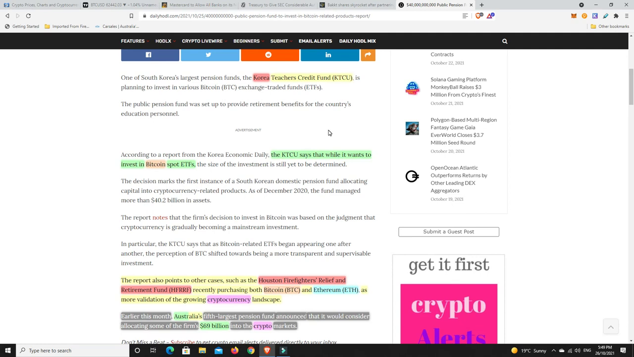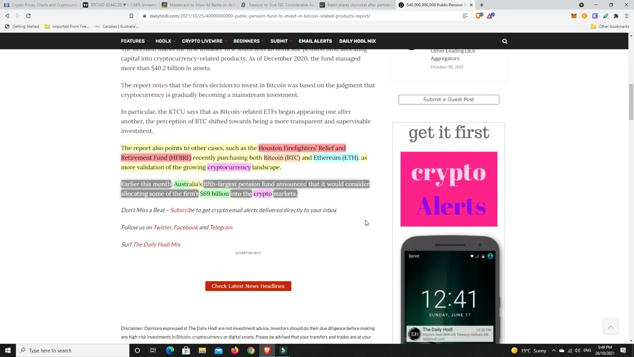So this is the Korean Teachers Credit Fund, and they are putting in $4 billion, and they say that while it wants to invest in spot Bitcoin ETFs, that's not possible at the moment, so they're going to have to go for futures products and things like that. Now, it's not just them, and I brought some of this news to you a while ago. I mean, it wasn't me personally. I didn't get the inside scoop, but I was telling you from stories that I read.